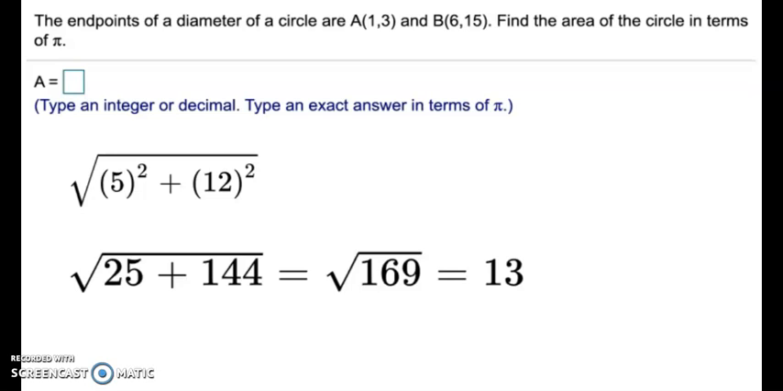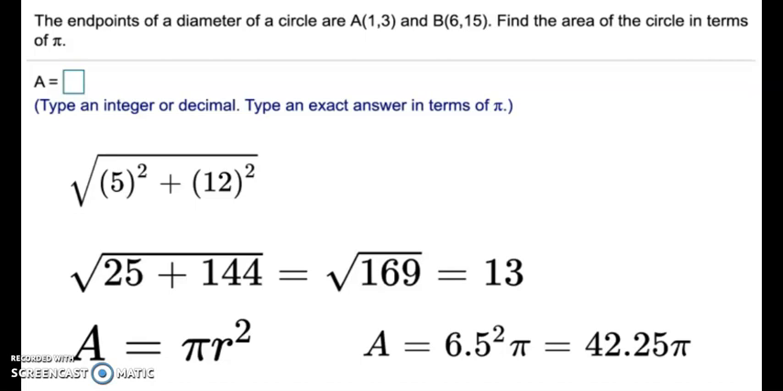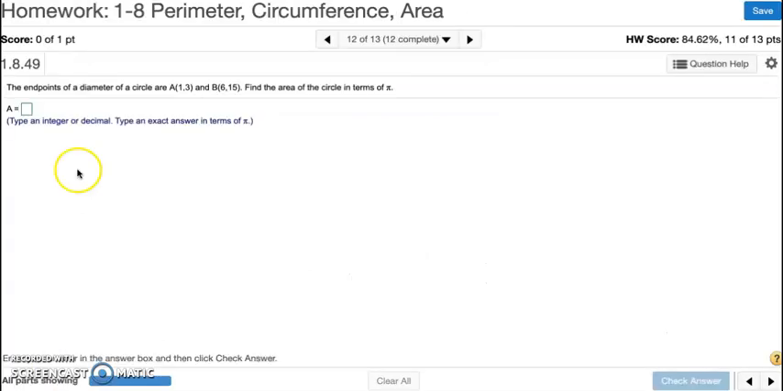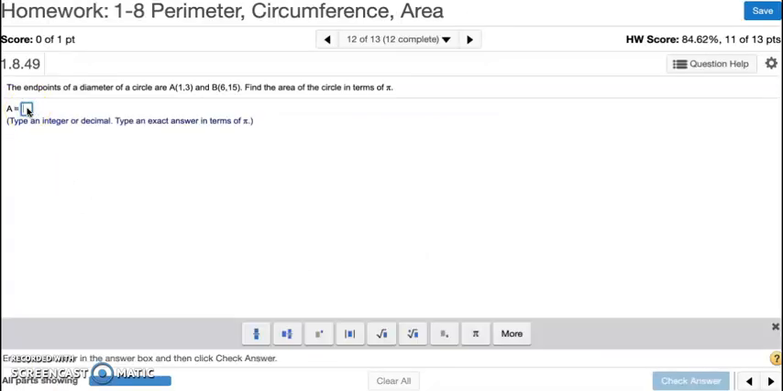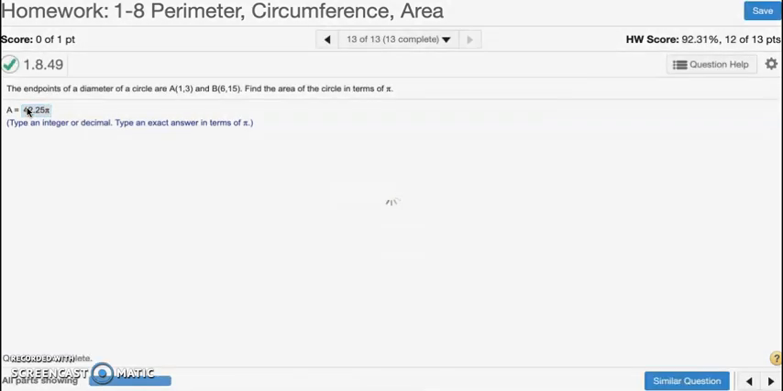So now 13 is the diameter. To find the area, I need to cut that diameter in half to get the radius, and doing that gives me 6.5. So squaring 6.5, because pi r squared is the area of a circle, 6.5 squared is 42.25 pi. So that would be the answer. So it says to type in the decimal for that part of it, but to make sure it's in terms of pi. So 42.25 pi. And that's number 12.